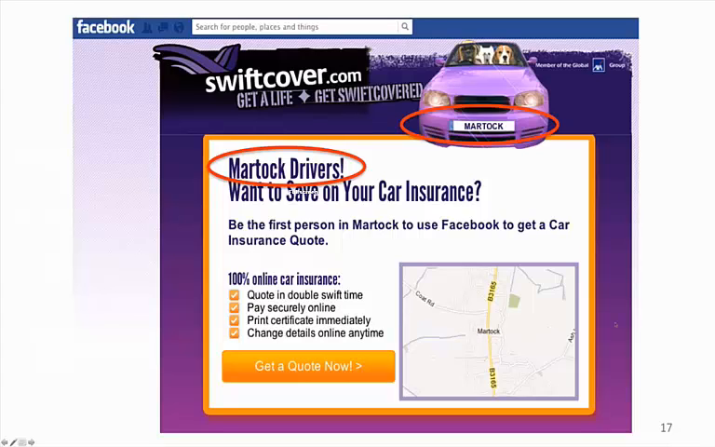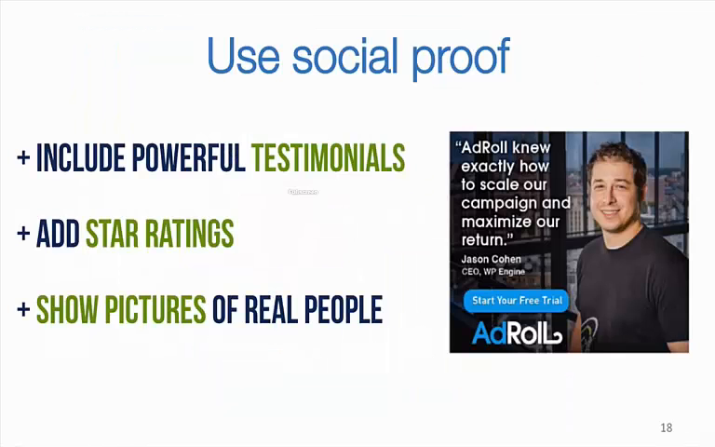So they've done a really, really good job of saying, hey, if you're in Martok, I am coming after you. This ad is made specifically for you. And that's powerful. Again, you can see a serious uptick in response on advertising campaigns when they are locally targeted like this.